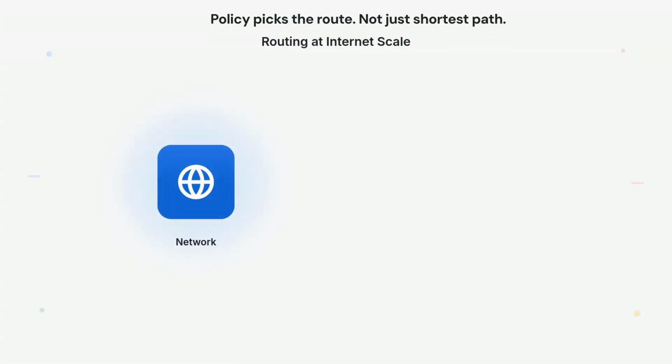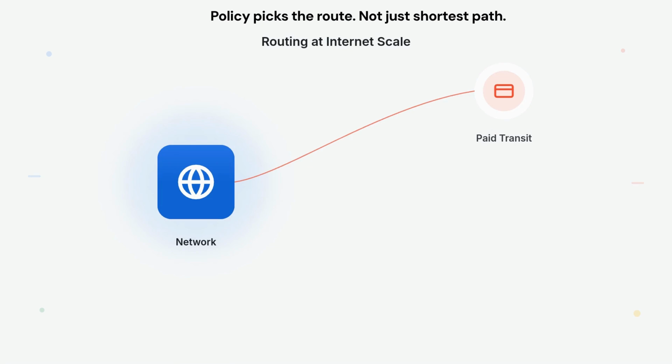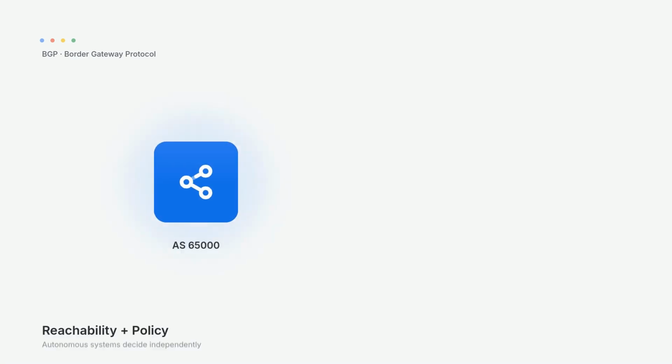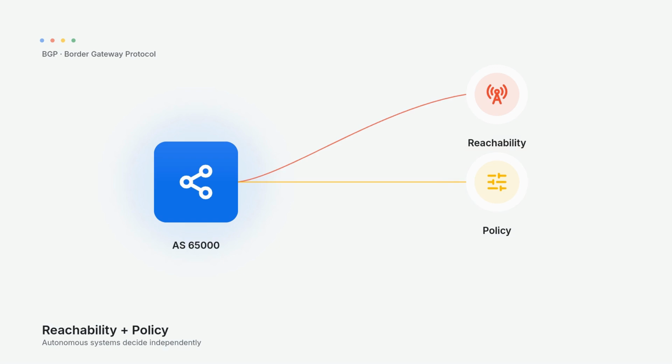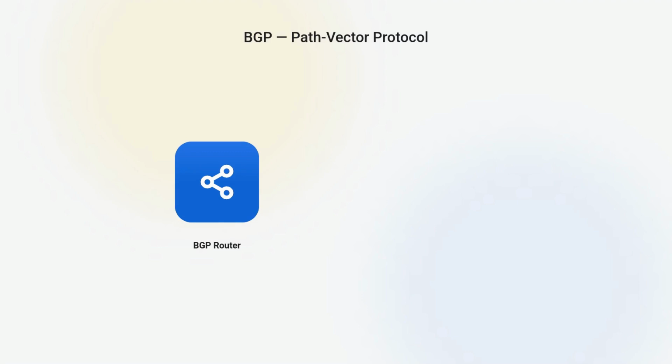At internet scale, shortest path alone is not enough. One network may prefer a paid transit provider, avoid a congested region, or refuse to carry routes for someone else's customer. So BGP was built around reachability plus policy. It lets autonomous systems advertise what they can reach, influence how traffic should flow, and make decisions without requiring one giant shared topology database. BGP is a path vector protocol.